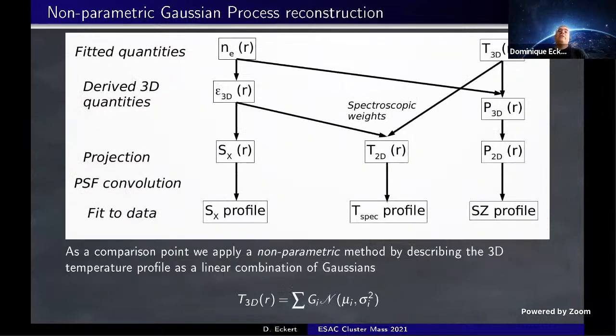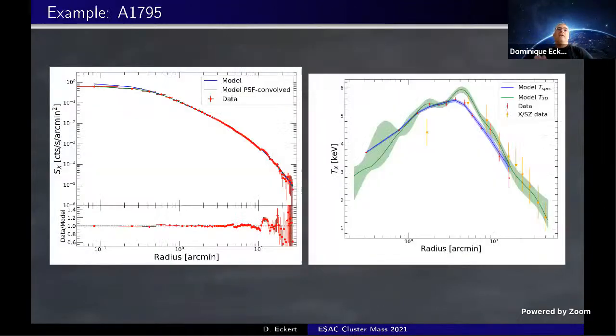We also recently put together a new approach where we try to reconstruct the mass profile without any assumption on the shape of the mass. Here we reconstruct the temperature profile using a non-parametric method, as a linear combination of Gaussians. And then with the non-parametric models for the density and for the temperature, we can again combine them and predict jointly the X-ray and SZ observables, such that we can get back to the actual shape of the profiles without making any assumption on the mass. How does it look in practice?